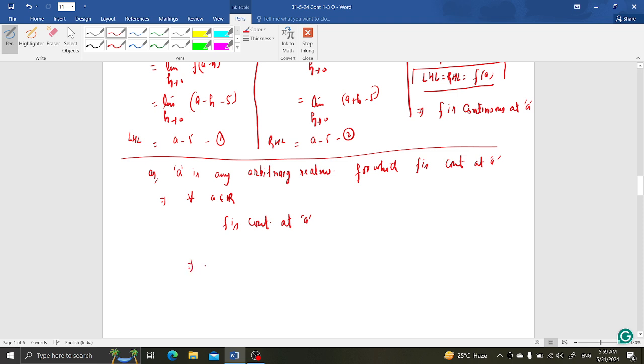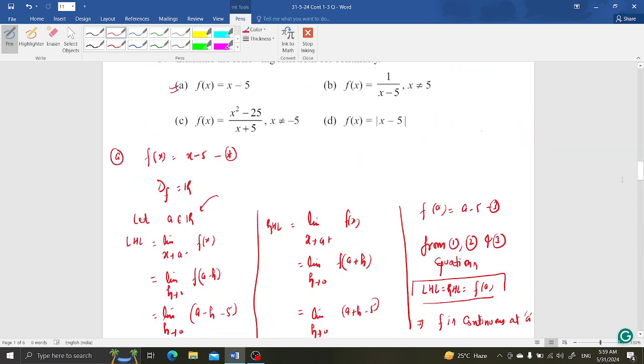Hence f is continuous on R. Understand? I think you understand better, huh? If you have any doubt in any step, you can ask me.